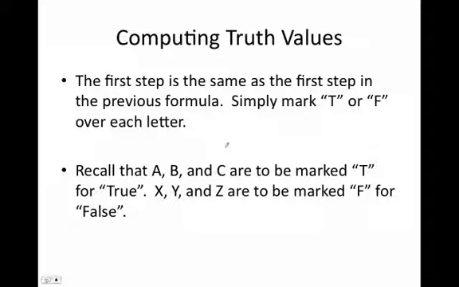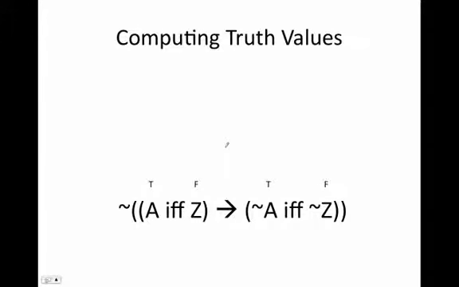Recall that A, B, and C are to be marked true, and X, Y, and Z are false, so mark them as F. Boom. Okay, A is true, Z is false. We're just doing the letters. We don't have to do anything more than that.